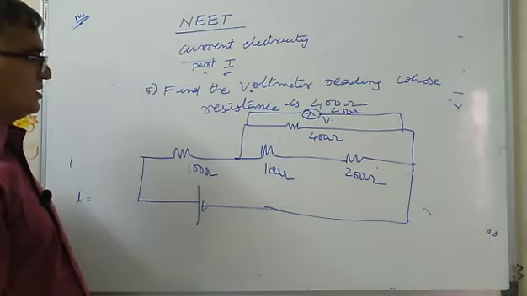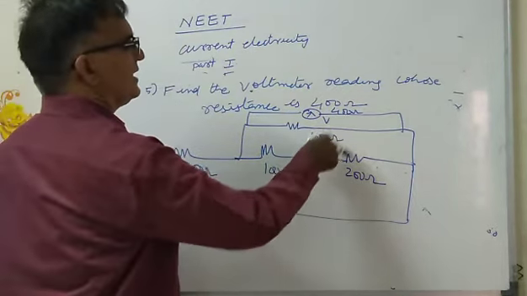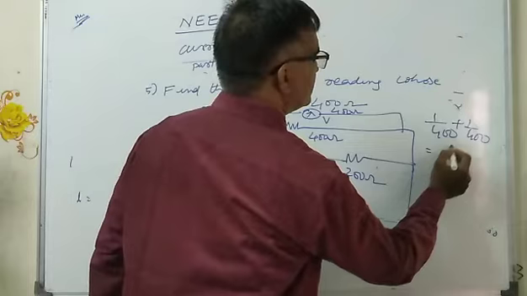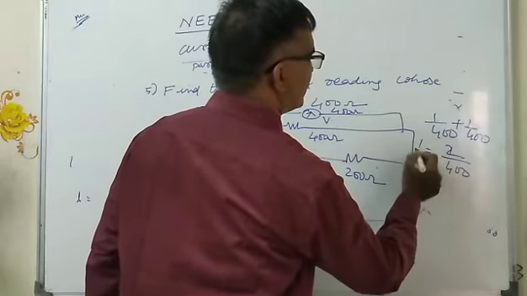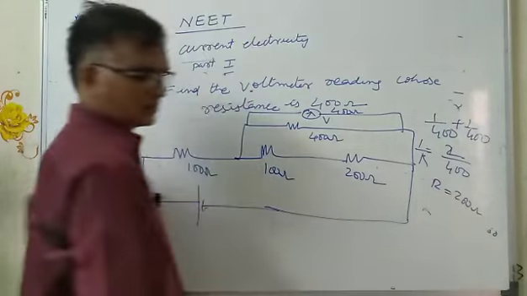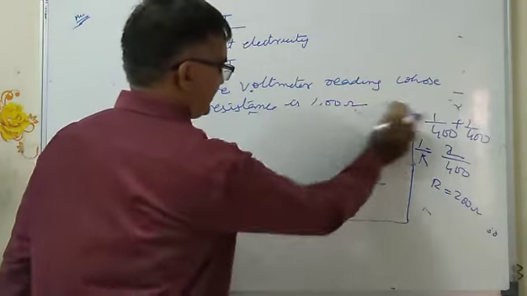Now here you have to use the Wheatstone bridge circuit. In this, these two are parallel. So what could be the effective resistance? 1 by 400 plus 1 by 400 is equal to 2 by 400, 1 by R. R is equal to 200 ohms. Now we will redraw the circuit.